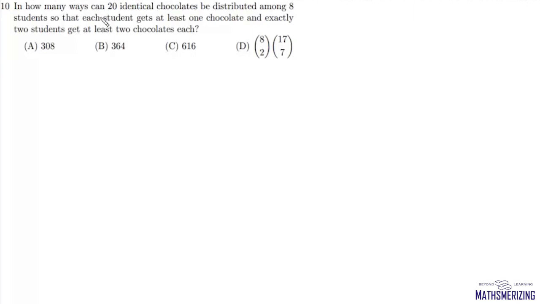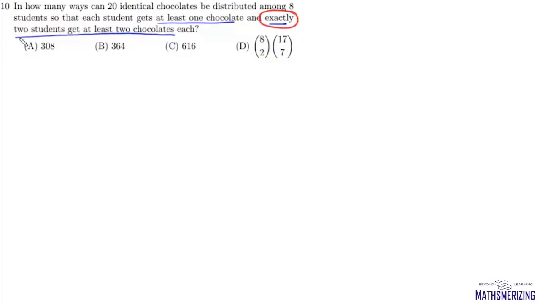Now here the question is, in how many ways can 20 identical chocolates be distributed among 8 students so that each student gets at least one chocolate and exactly 2 students get at least 2 chocolates each? When I first solved this question, I thought it was about selecting 2 students which will get 2 or more chocolates, and the remaining students will get at least 1 chocolate. But by doing so, I missed the keyword "exactly 2 students", and it was brought to my notice by one of the viewers, Sayan Kumar Mukhopadhyay. And then I realized there is a catch in the problem.